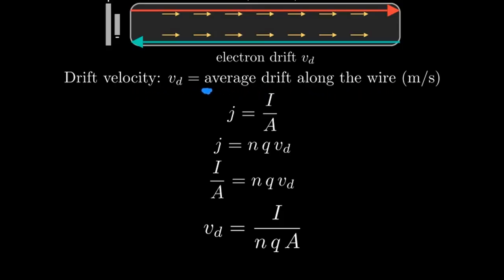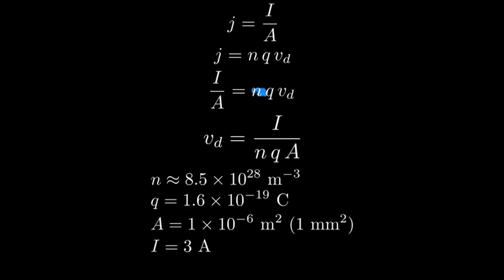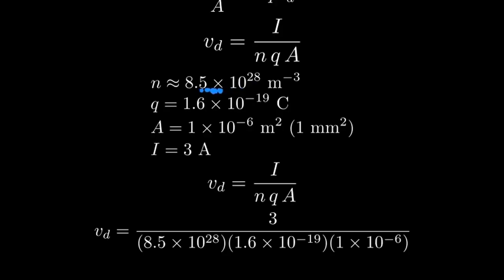Let us do a realistic calculation to feel the scale of drift velocity. We will assume a steady current of 3 amperes in a copper wire with a cross-sectional area of 1 square millimeter. We take n as 8.5 times 10 to the 28 per cubic meter for copper, q as 1.6 times 10 to the minus 19 coulombs, A as 1 times 10 to the minus 6 square meters, and I equals 3 amperes. We start from v_d equals I divided by n times q times A. We substitute the values: 3 over (8.5 times 10 to the 28) times (1.6 times 10 to the minus 19) times (1 times 10 to the minus 6).